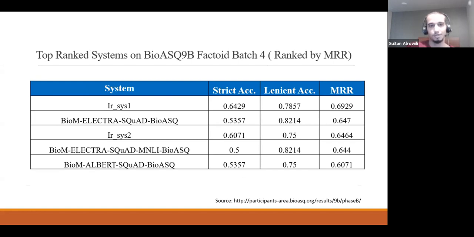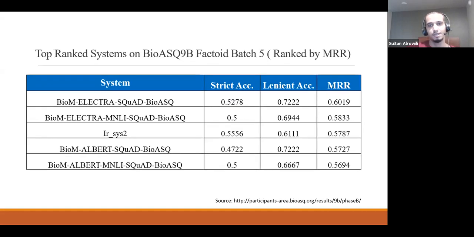Moving to batch 4, we can see that we scored in second place, but this time with our ELECTRA, and you could observe that MNLI here did not help a lot. That tells you there is a fluctuation in the MNLI contribution to the performance. And ALBERT scored at the end here, at fifth place. And this is the last batch.